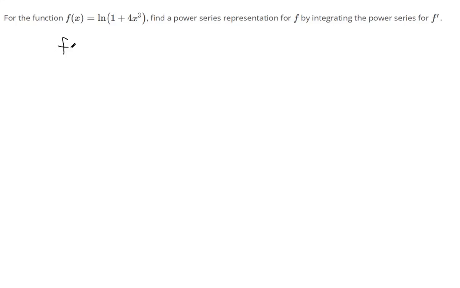So they want us to integrate the power series of the derivative. Nerdy sentence, huh? But take a derivative, basically. Find out what the derivative is first. This is 1 over 1 plus 4x to the third. And then, because that's the derivative of natural log, you need to multiply by the derivative of the innermost function. So that's 12x squared.